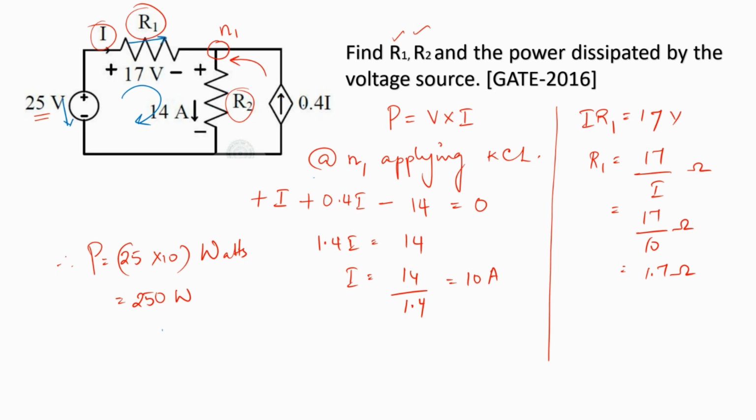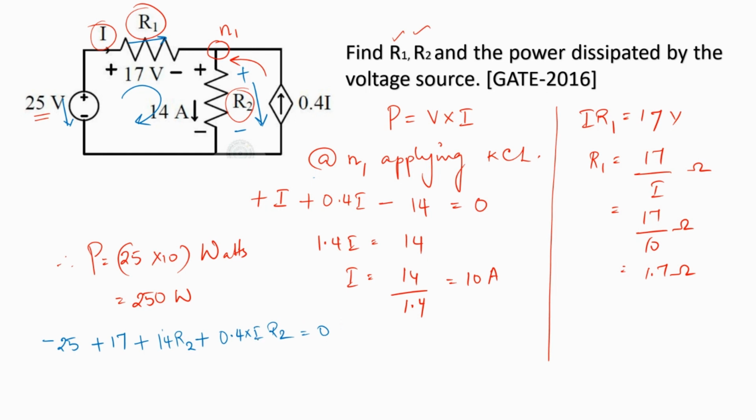Now because of the current 0.4 I, which is entering and leaving here, the direction of drop because of that dependent current source would be like this. So now we can write the KVL equation for that particular loop as minus 25 plus 17, because they've given us the value of drop itself, plus 14R2 again plus 0.4 into I into R2. So all this put together is 0.